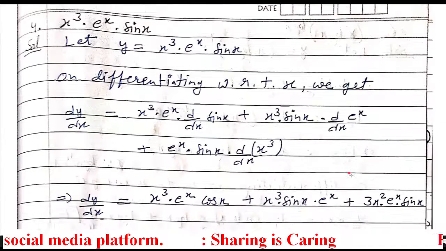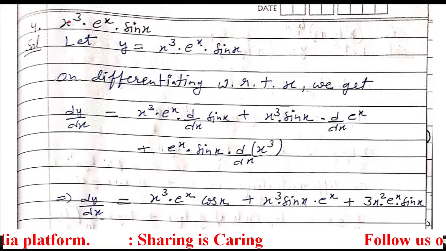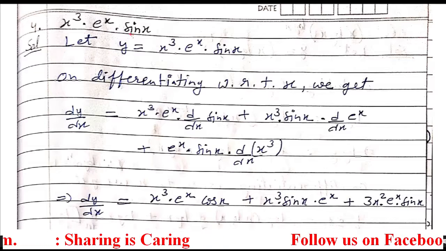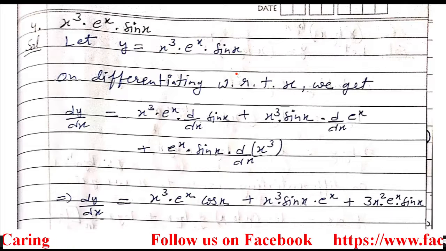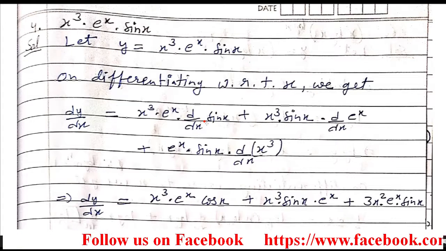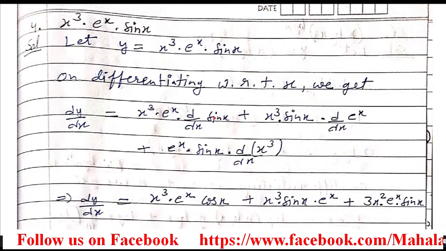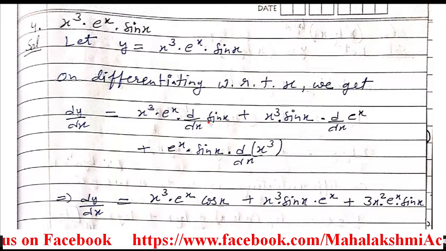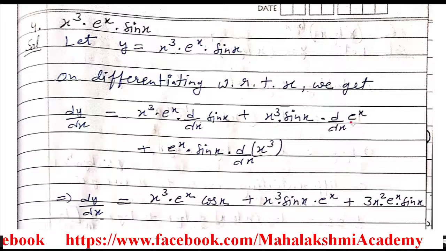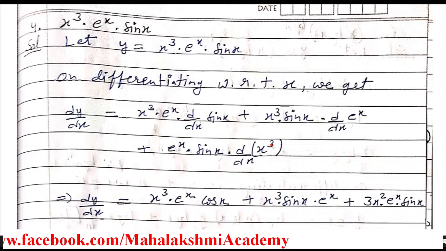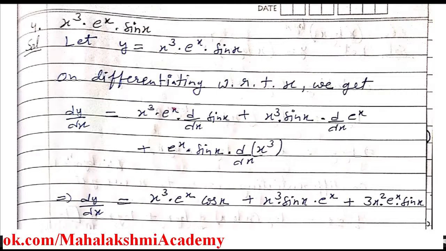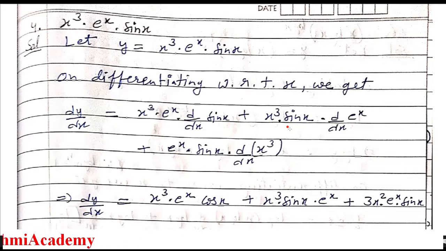Now we will do the fourth question. In the fourth question we have the product of multiple functions. When we have to differentiate the product of multiple functions, it's very simple. One function at a time you differentiate and the other functions you just keep as they are. So here first I differentiated sine, and then here I differentiated e to the power x, and then here I differentiated x to the power 3. When I am differentiating one function, the remaining functions I kept as they are. That's the process when we have to differentiate multiple functions in a product.